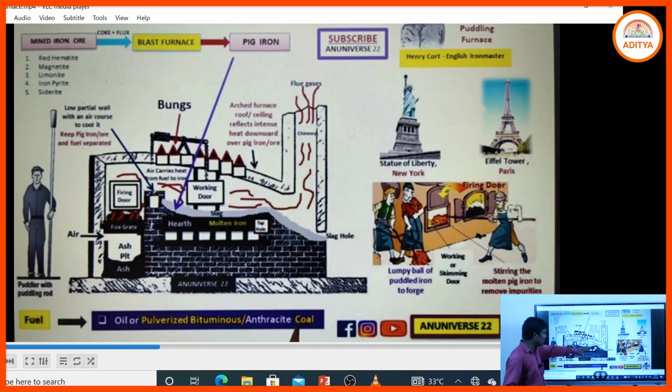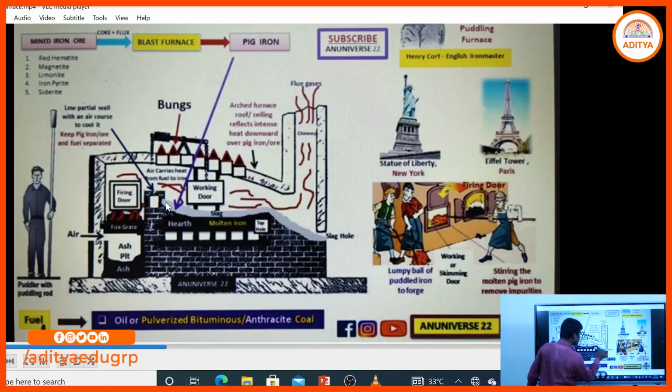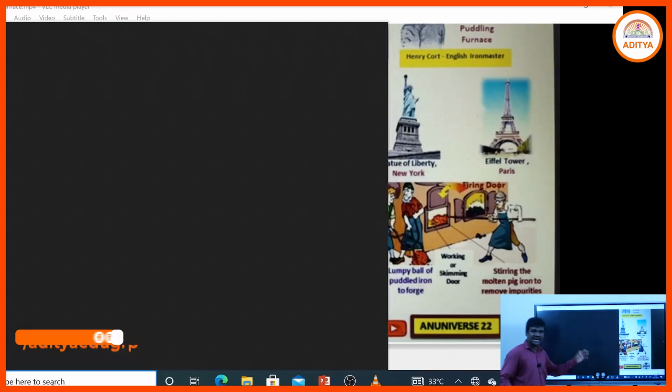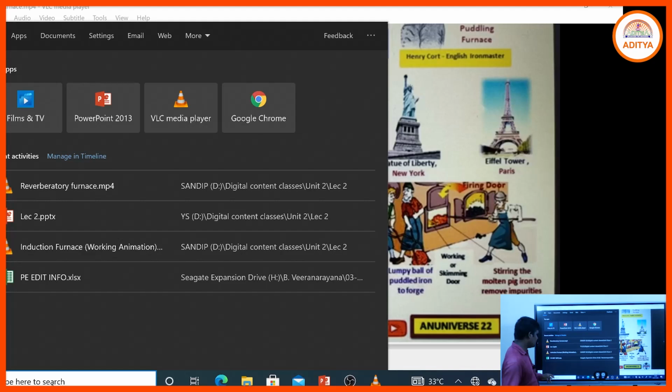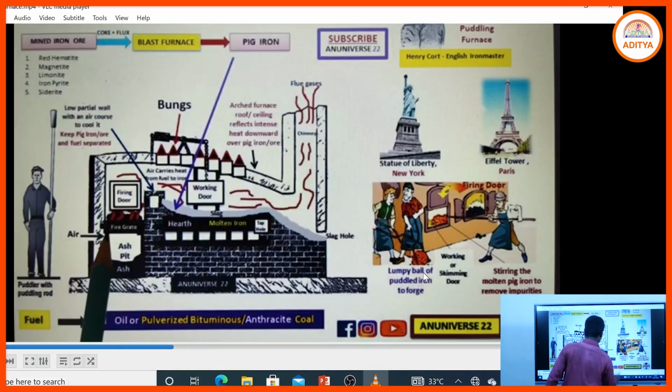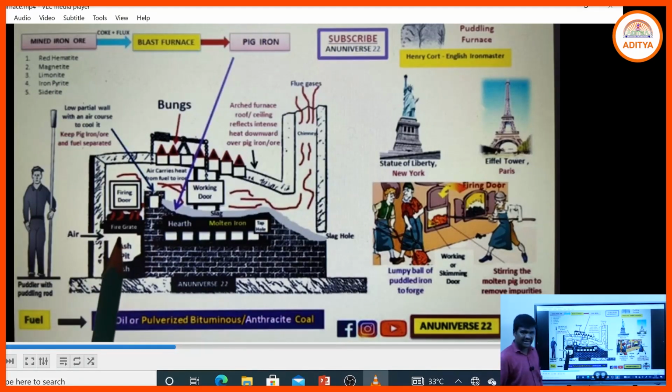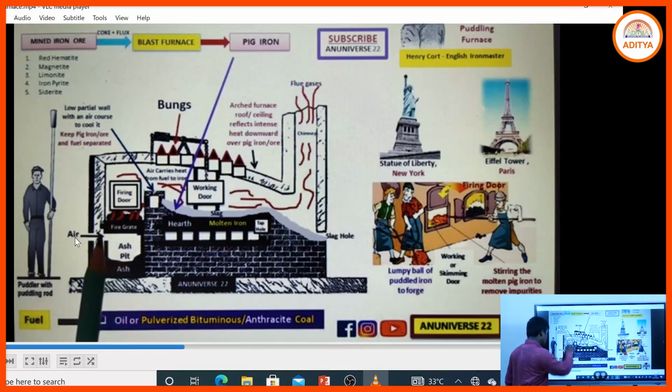The slag sits over the molten metal. Using the slag hole, we remove the slag, and the tap hole is there. Using that tap hole, we take out the molten metal, and the puddler, with a puddling rod, helps remove the slag.